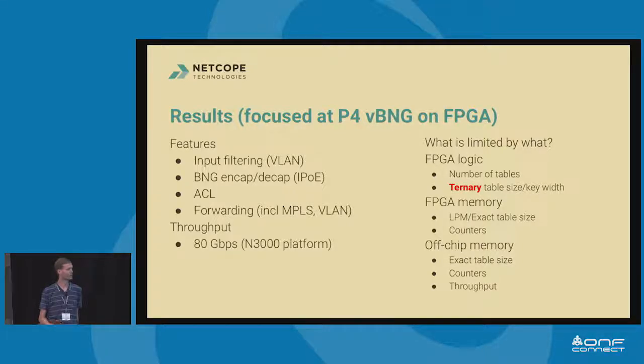The on-chip memory in the FPGA will limit your other table sizes, LPM and exact match, and also the size of counter arrays you can afford to have there. And then typically there's some off-chip memory, some DDRs available on most platforms. Those will make your exact tables much bigger, but also define the limits there. The same applies to counters.